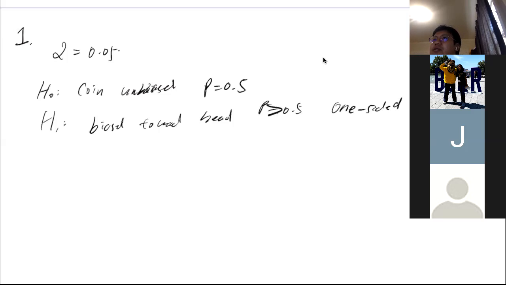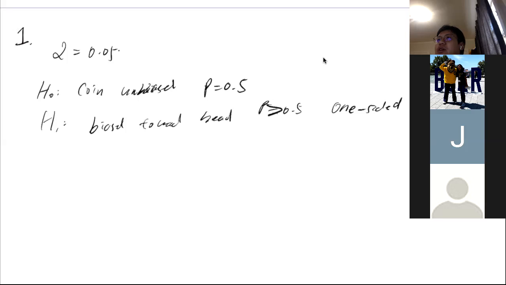If the question asks you if the coin is biased but doesn't include the "toward head", then that's a two-sided test. That means the alternative hypothesis is p is not equal to 0.5. But this question is a one-sided test. So we're assuming that our null hypothesis is correct and seeing if we can reject it.